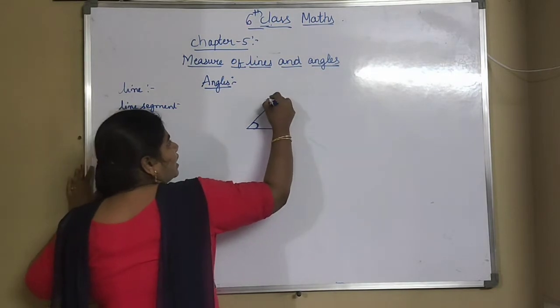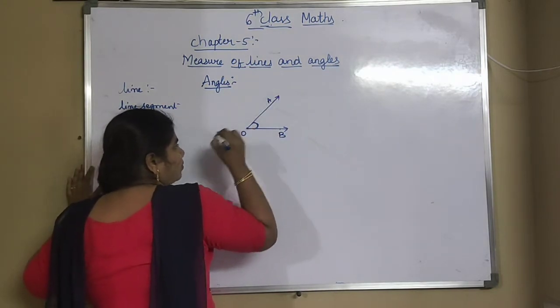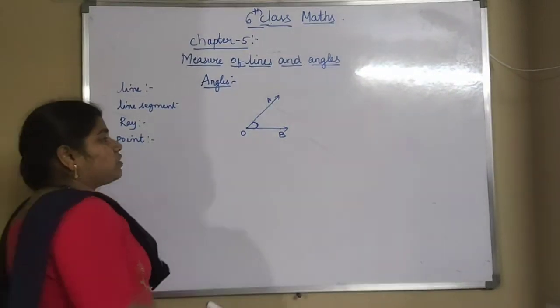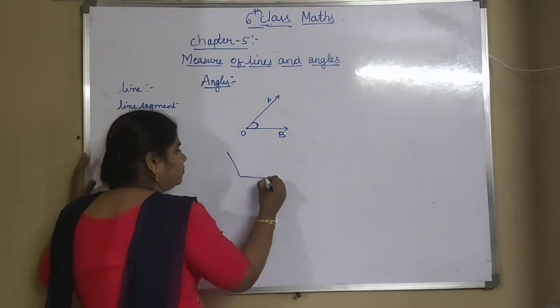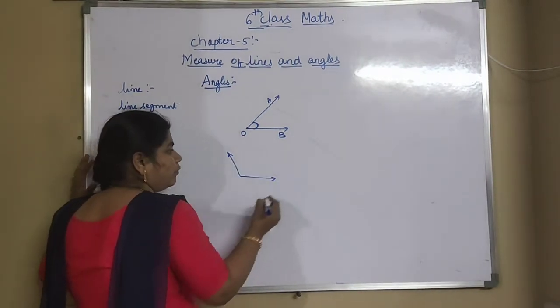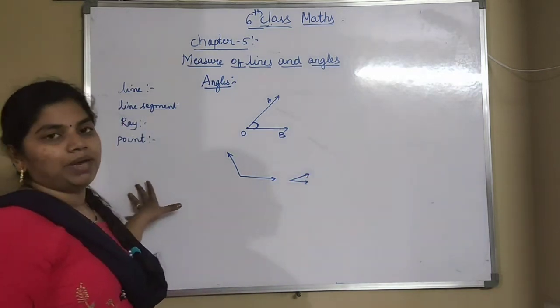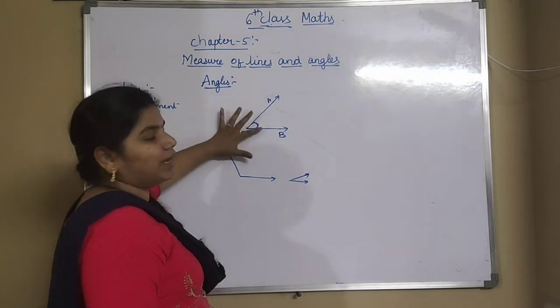So here it is A, here it is B, and this intersection point I am taking it as O. So this is called as angle. Angle can be formed in any way. Like this also it can be formed. Like this also it can be formed. So what do you mean by angle? Angle means the union of two rays forms an angle.